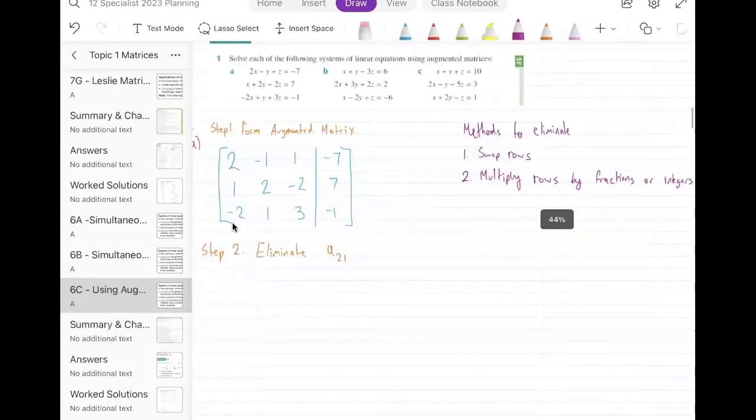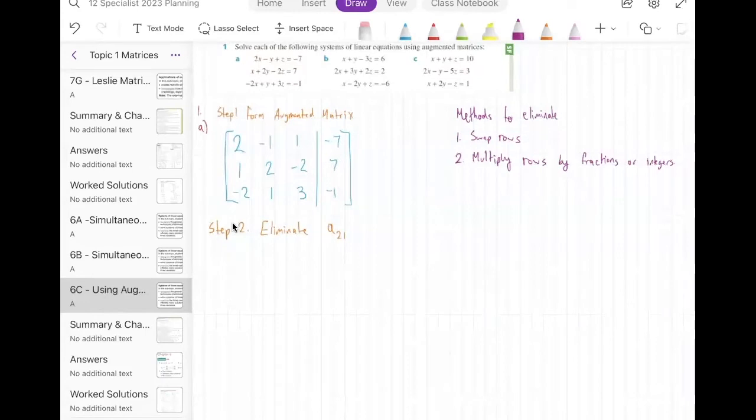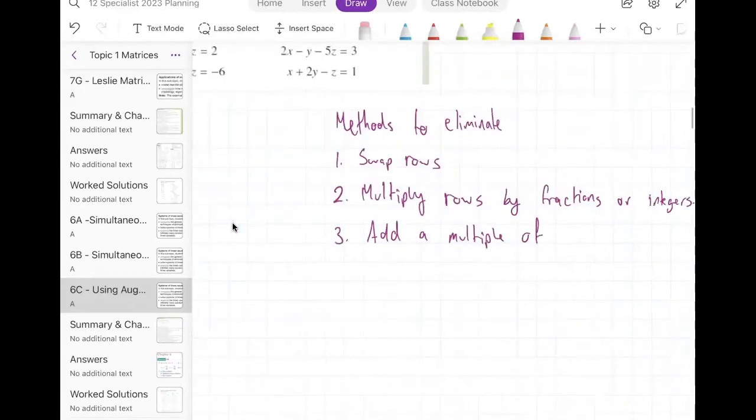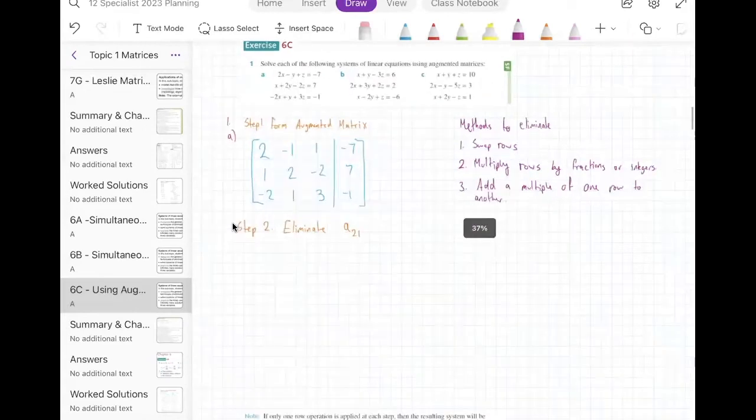So what I mean by fractions or integers, I could halve a row, I could quarter a row, I could double a row, I could triple a row. So I could times by 1, 2, 3, a half, a third, etc., to adjust my numbers that way. And the third step is to add a multiple of one row to another. So they're my methods to eliminate my rows.